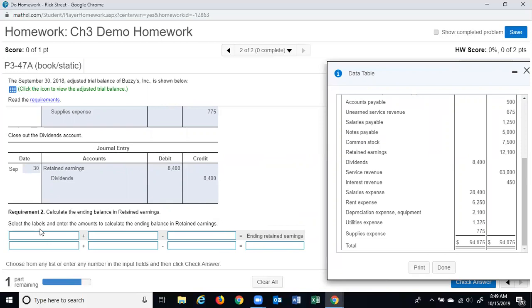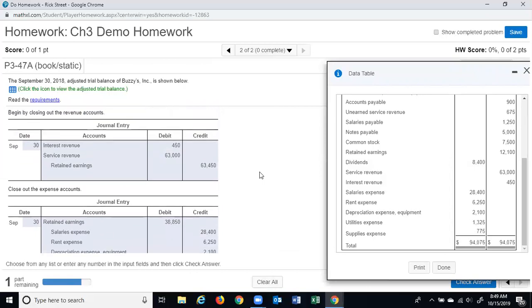Okay, select the labels and enter the amounts to calculate the ending balance in retained earnings. So we've got the beginning balance of retained earnings plus revenues or net income minus dividends, right? Okay, so we can do this. Beginning retained earnings was $12,100. Our net income, we have to figure that out. Let's go back up here. That's why I pointed it out to you, $63,450 minus $38,850.